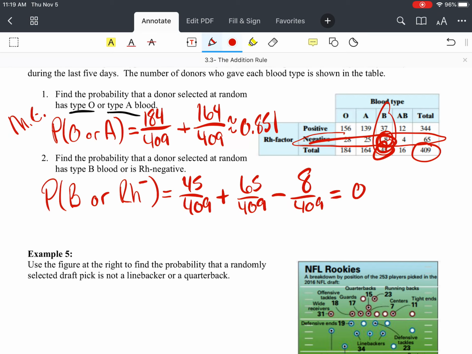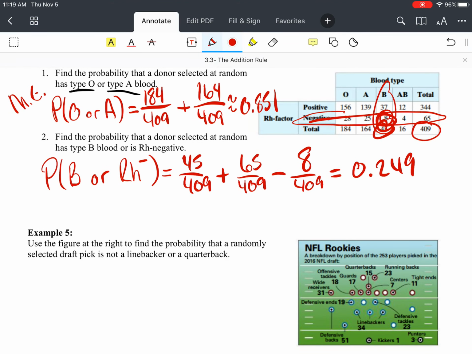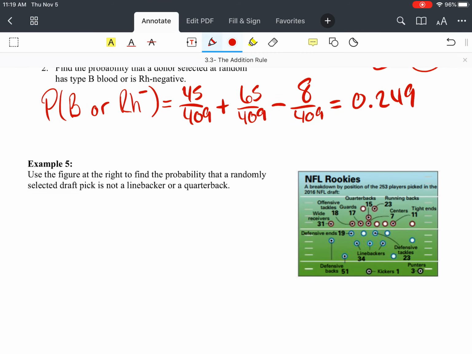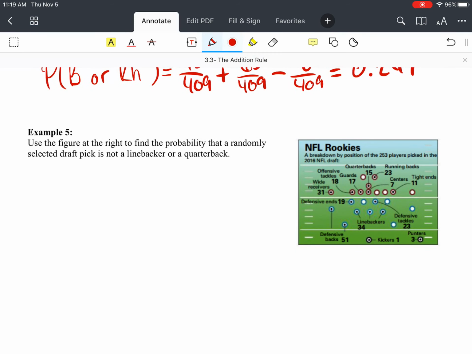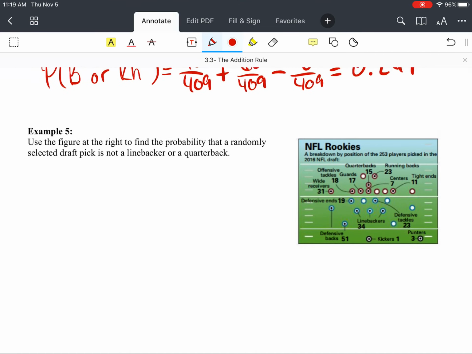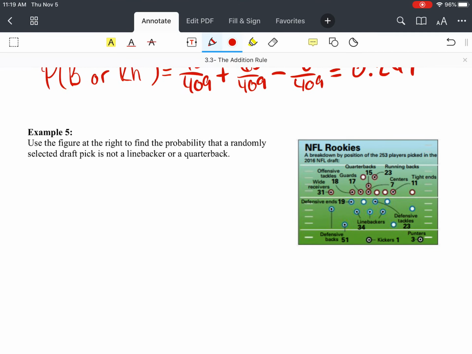All right, so we're going to simplify this. Again, I'm just leaving this to your calculator. You have that this is approximately 0.249, or just about 25% are B or Rh negative. Okay. All right, so the last one.